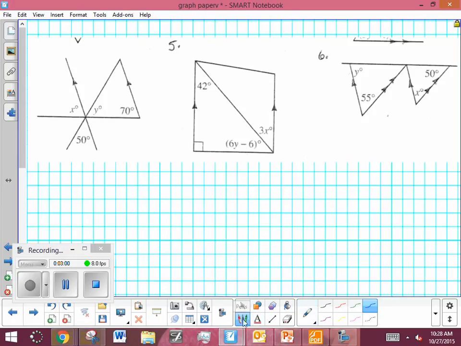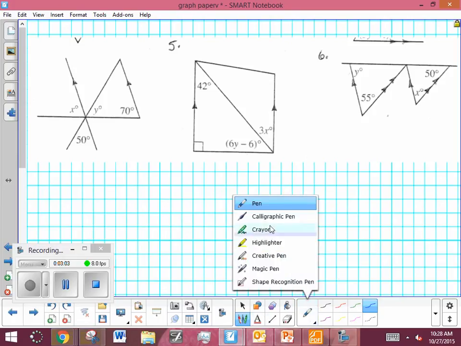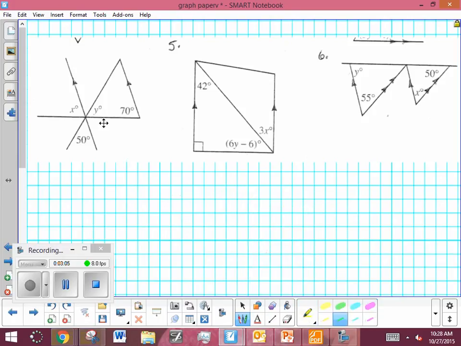This one here, again, we've got vertical lines, so I'm going to pay attention to those. That vertical line, parallel lines. Pay attention to parallel lines. That transversal. So that 70 and that angle right there are corresponding. Okay, so x has got to be 70.